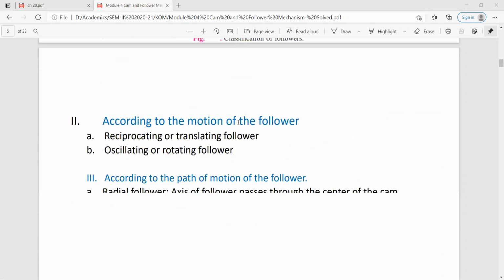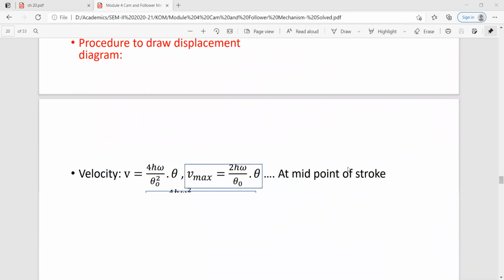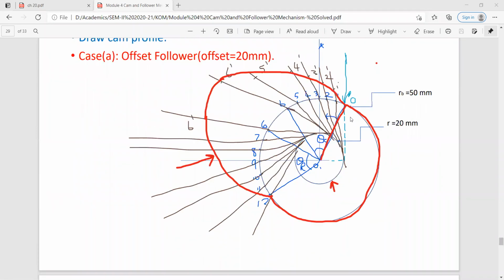So what would be the circle around it? It will follow the same circle of radius 50 mm. As the radius is constant here during this period, it is a dwell period. In the dwell period, the follower neither rises nor lowers.